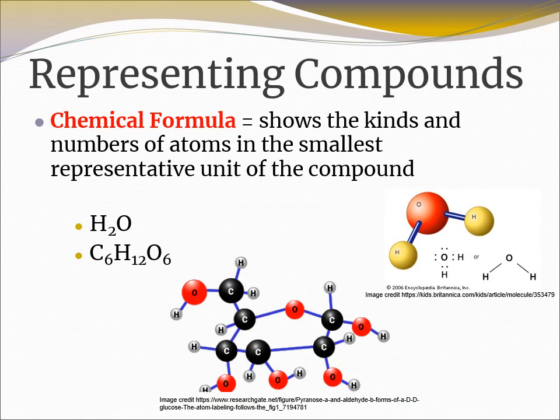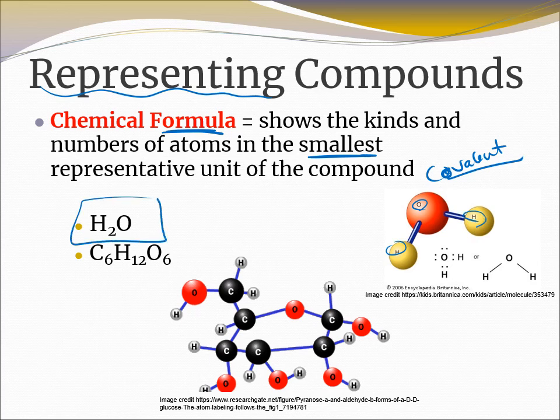So once we know our oxidation states, we can put our compounds into formulae. Chemical formulae are a way that we can represent compounds, and those formulae are just going to show the kinds and the numbers of atoms in the smallest representative unit of the compound. When I'm looking at something like water, our covalently bonded water molecules, we have 1 O and 2 H's, and so the formula will be H2O.